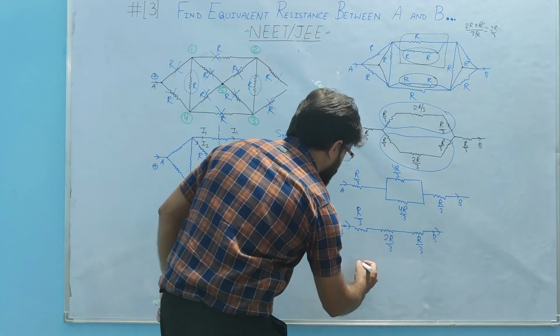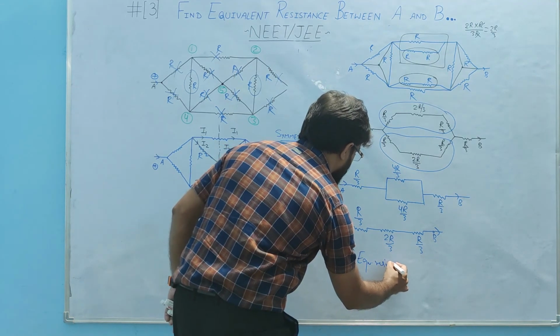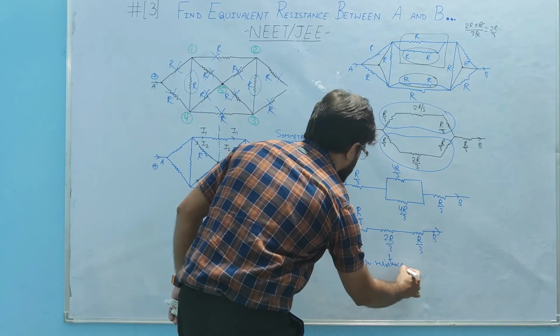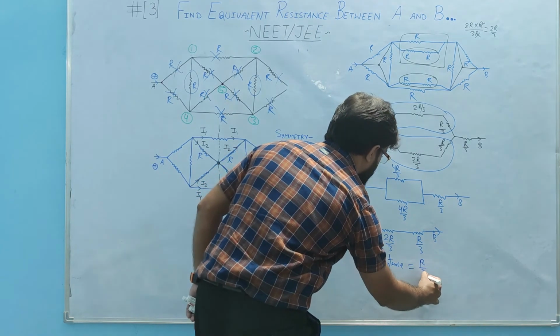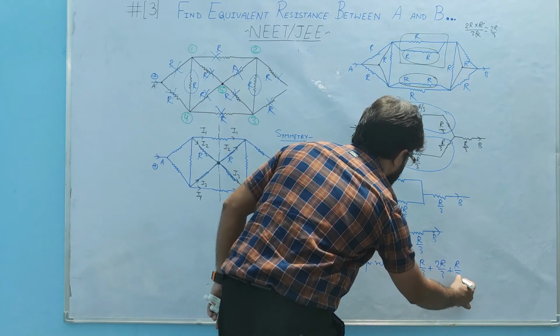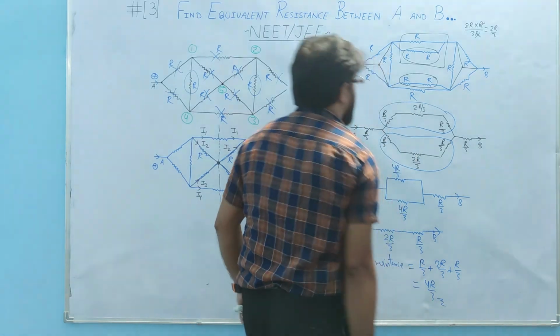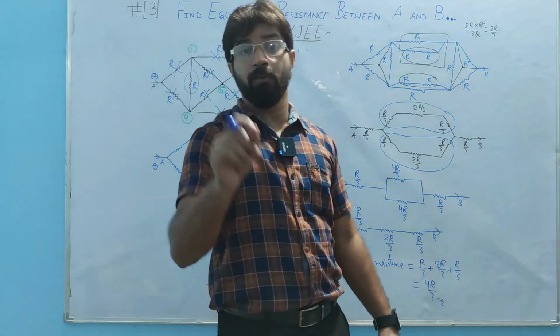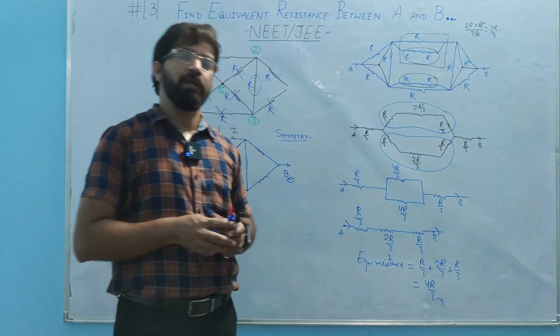So the total equivalent resistance between A and B is the sum of all three: R by 3 plus 2R by 3 plus R by 3, which is 4R by 3. And by the previous CPM method, the common potential method, we also got the same value, 4R by 3. So that's how we can solve it.